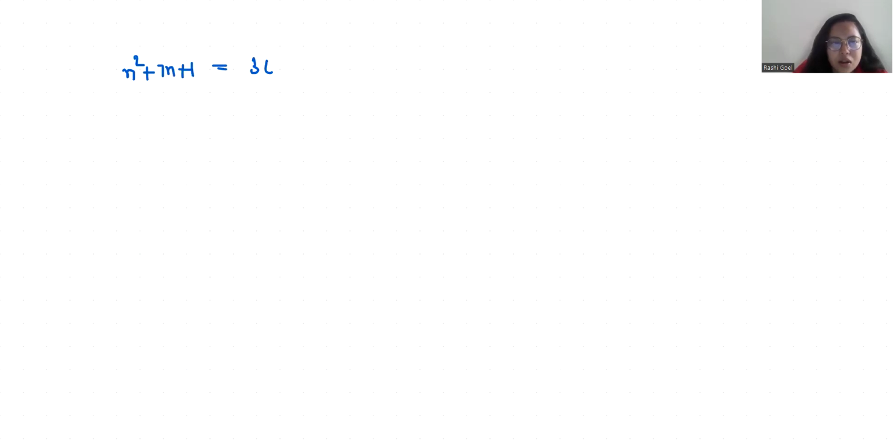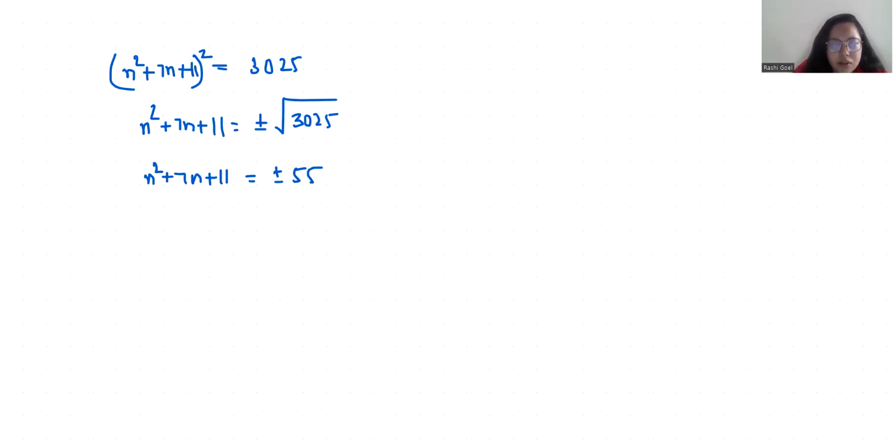Here the square goes to the other side and becomes square root, and it is the square root of 3025, which is 55. So n square plus 7n plus 11 is equal to 55 and n square plus 7n plus 11 is equal to minus 55. First, n square plus 7n plus 11 equals 55, so 55 goes to the other side, minus 55.